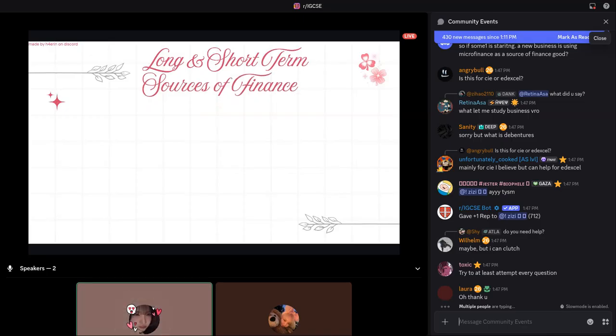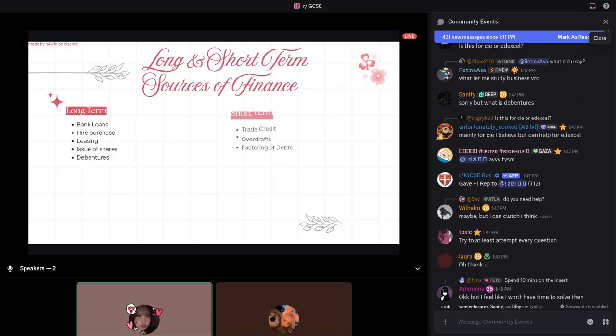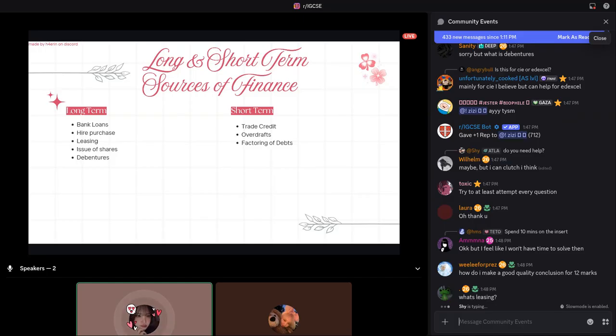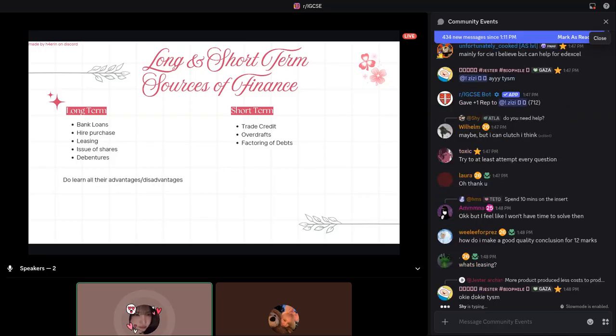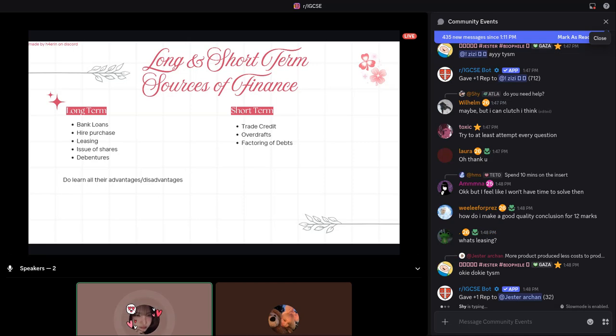Long and short-term sources of finance is frequently asked. Long-term would be bank loans, hire purchase, leasing, issue of shares, debentures. And short-term is trade credit, overdrafts, factoring of debts. And again, do learn all their advantages and disadvantages.